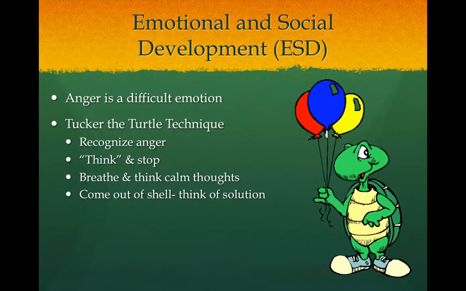Now, the basic technique of Tucker the turtle is that the child recognizes that they feel angry. They stop to think, then they go into their shell, take 3 deep breaths, and think calming, coping thoughts. Then they come out of their shell when they are calm and have thought of a solution to the problem. In essence, the turtle technique seeks to help children learn to replace aggressive acts with a more effective and efficient behavior alternative. We're going to watch this short video to see a teacher using the Tucker story and technique with children.